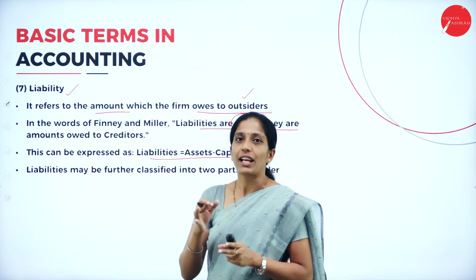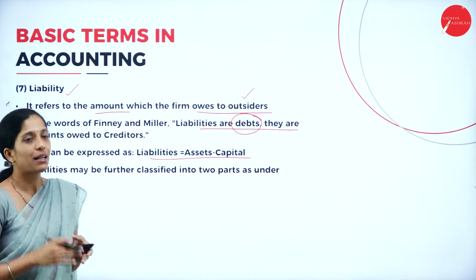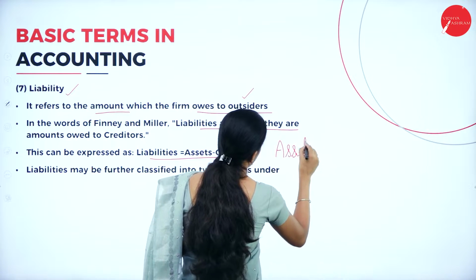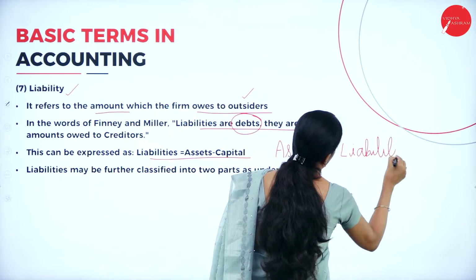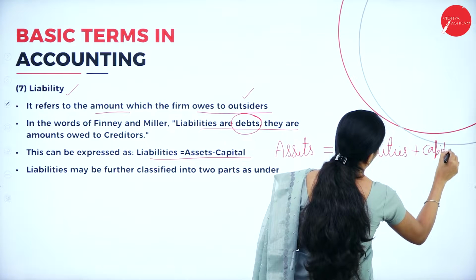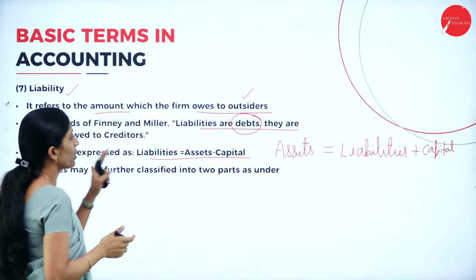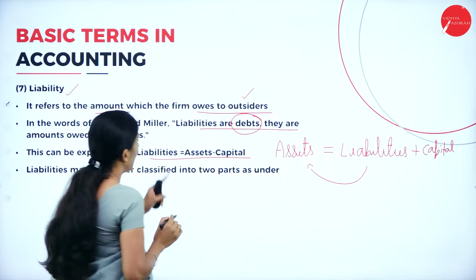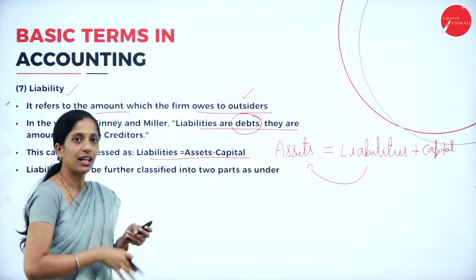This can be expressed as liability is equal to assets minus capital. So you know about the accounting equation. What is the accounting equation? Assets is equal to liabilities plus capital. So in order to know the formula of liability, you have to just interchange here. Your formula will be liability is equal to assets minus capital, so that you get the liability.